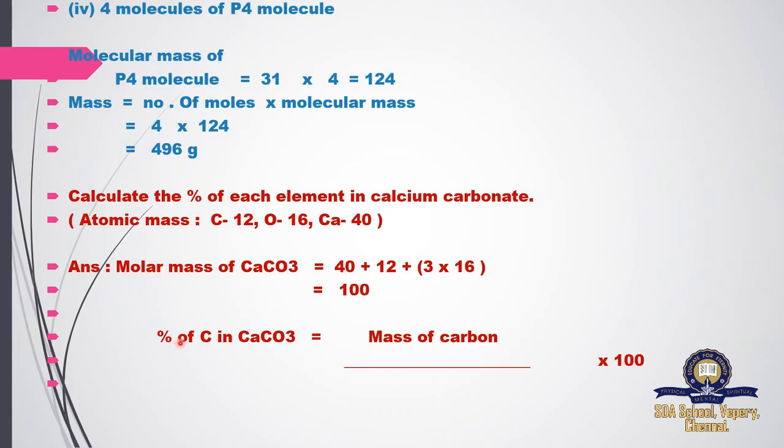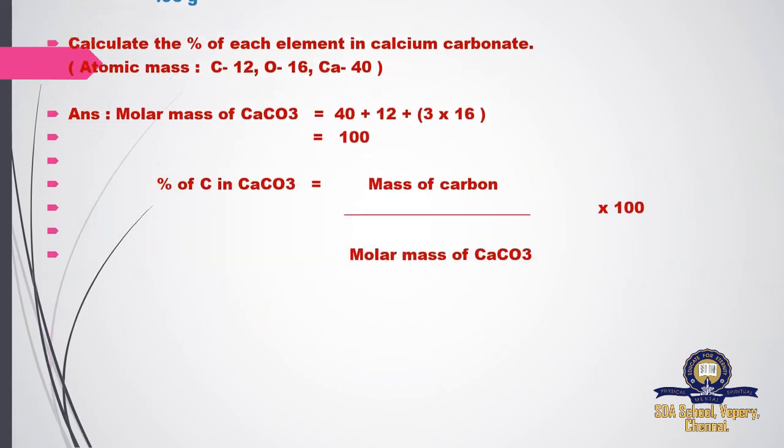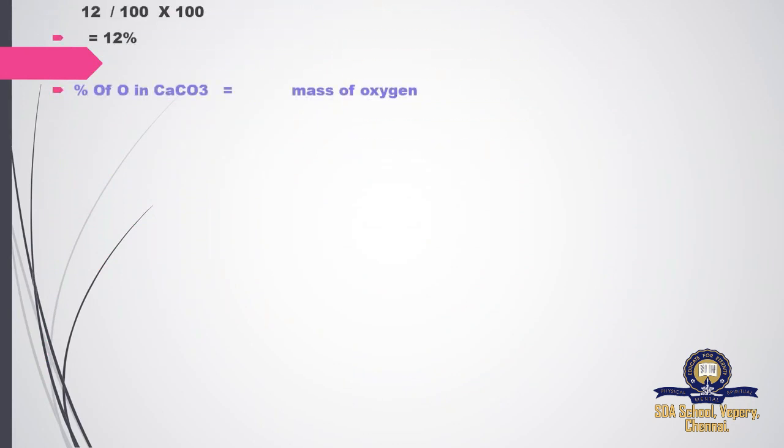First we need to find out the percentage of carbon in calcium carbonate. For that we have a formula: mass of carbon by molar mass of CaCO3 into 100. What is the mass of carbon here? Only one carbon, so 12 is the mass of the carbon. The molar mass of calcium carbonate is 100. So 12 by 100 into 100, cancelling 100 and 100, it becomes 12 percent. So the carbon percentage in calcium carbonate is 12.